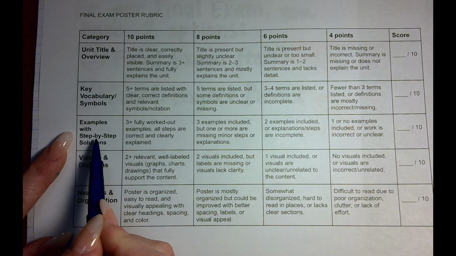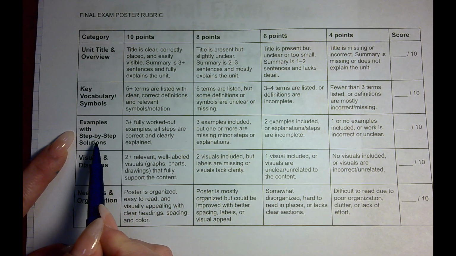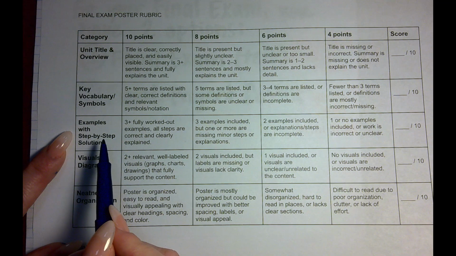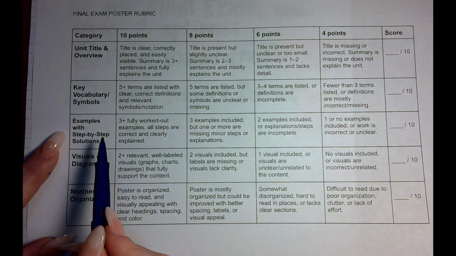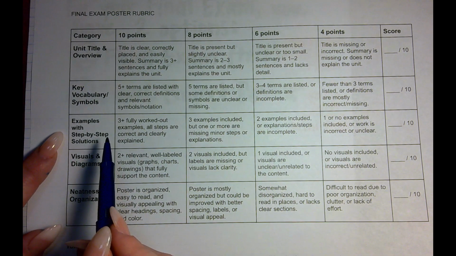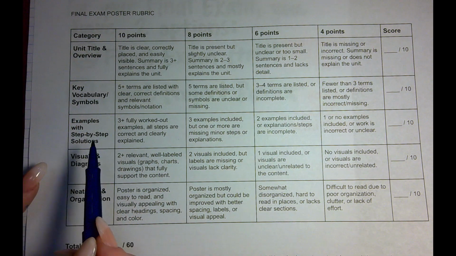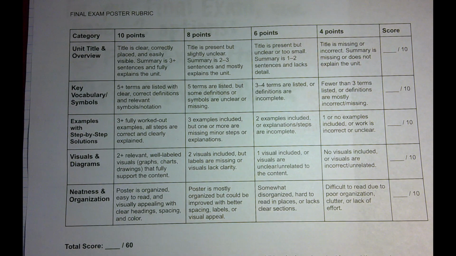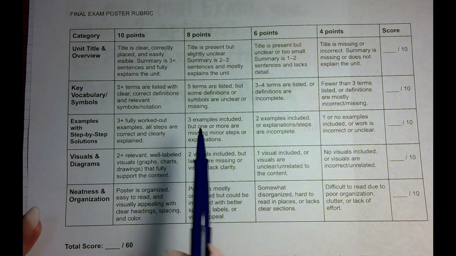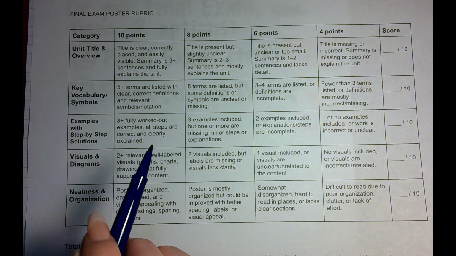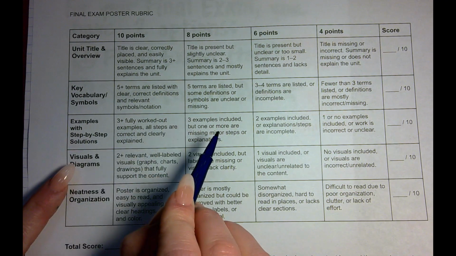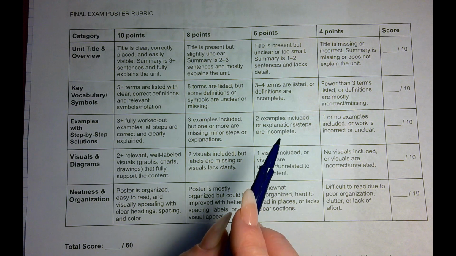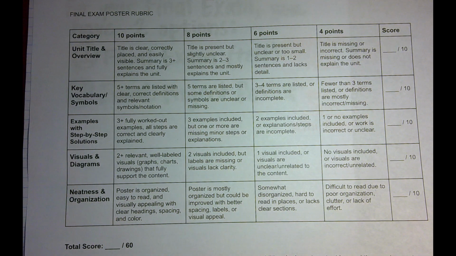So the third thing on your poster will be example problems. For example, if you decided to do a poster about equations, you would need to make sure you have at least 3 equations written on your poster that are worked out step by step and explained correctly and clearly. And that is how to get your 10 points. Those points will decrease the fewer problems you include or if problems are worked out incorrectly.